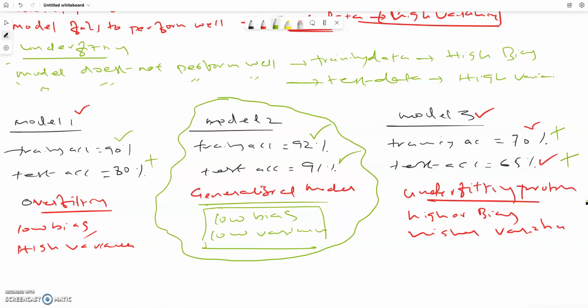Now there are a few things to discuss about overfitting and underfitting. We have two regression techniques called ridge and lasso. Ridge can also be called L2 regularization and lasso can also be called L1 regularization. So let's talk about these regression techniques in our next video.